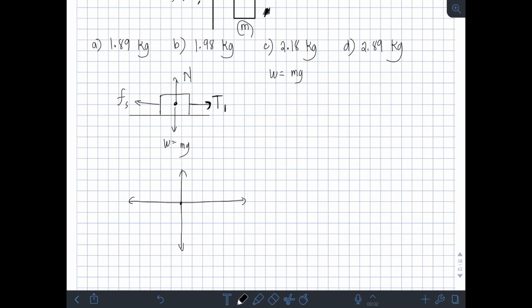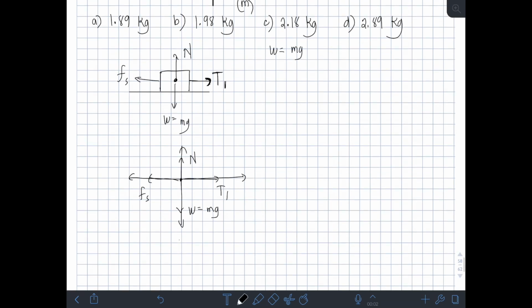So, meron tayong T1 going to the right, then frictional force going to the left, and then meron tayong weight W na equal sa mg, and then normal force upward. So, pag sinabi natin magre-remain stationary itong block 1, walang motion, or meron tayong equilibrium in the force system. So, pag sinamap natin yung forces along x, dapat 0, and sinamap natin yung forces along y, dapat 0 din.